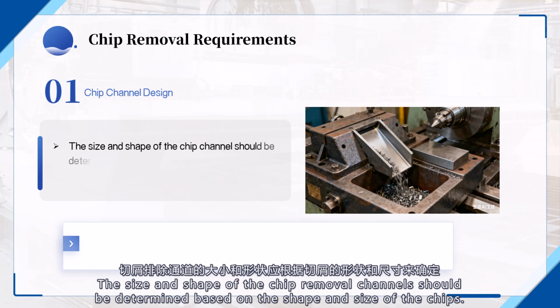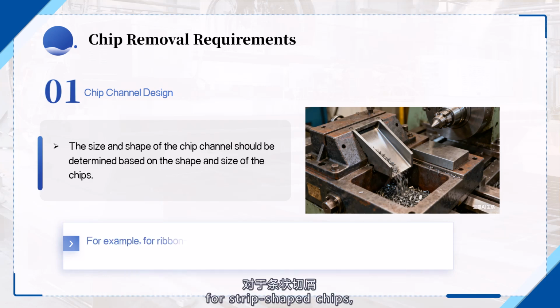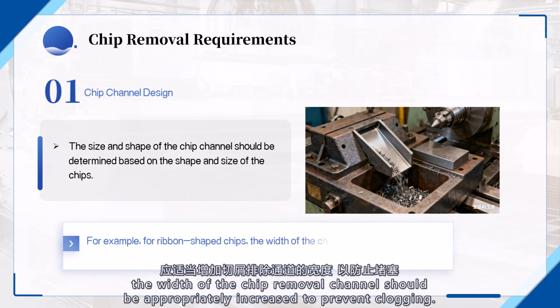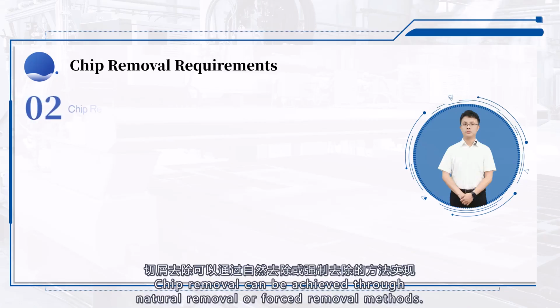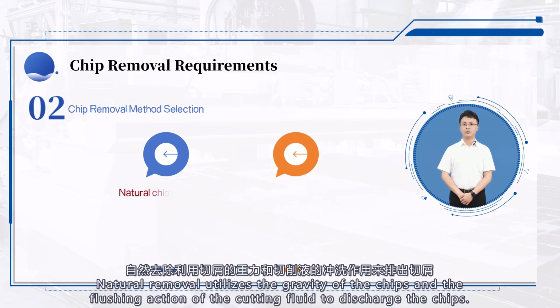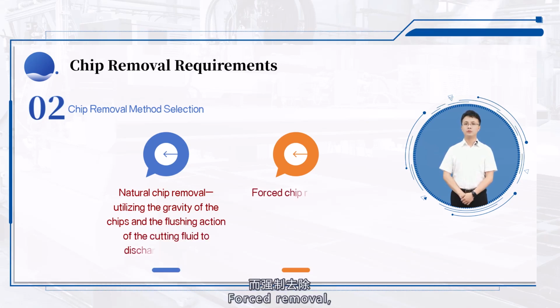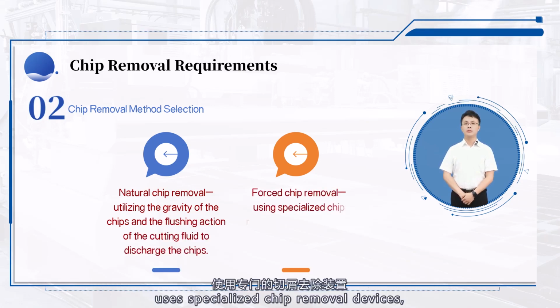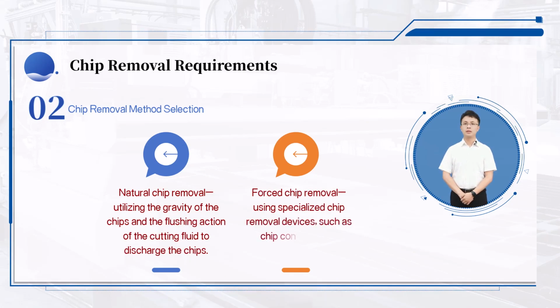The size and shape of the chip removal channels should be determined based on the shape and the size of the chips. For instance, for strip-shaped chips, the width of the chip removal channel should be appropriately increased to prevent clogging. Chip removal can be achieved through natural removal or forced removal methods. Natural removal utilizes the gravity of the chips and the flushing action of the cutting fluid to discharge the chips. Forced removal, on the other hand, uses specialized chip removal devices, such as chip conveyors, to expel the chips.